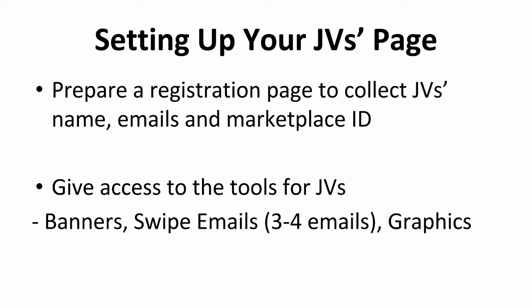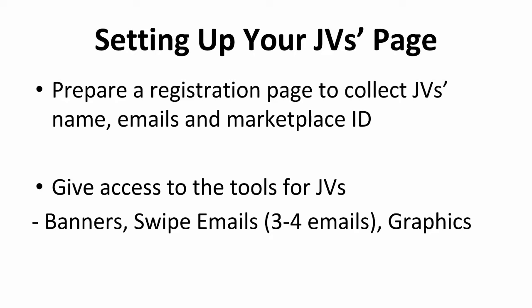The next thing you need is a JV page for the affiliates. This is where the affiliates go to register their affiliation with you. In this page, you should provide an opt-in box to collect their name, emails, and marketplace ID such as from JVZoo or ClickBank. You will first need to approve their request to be your affiliate. However, if you already have some trusted JVs, you can put them under the auto-approve list.